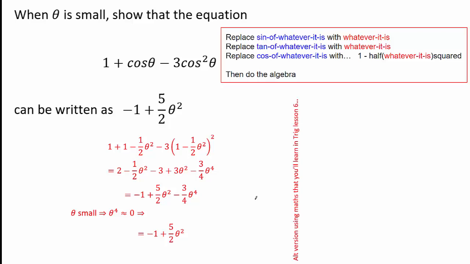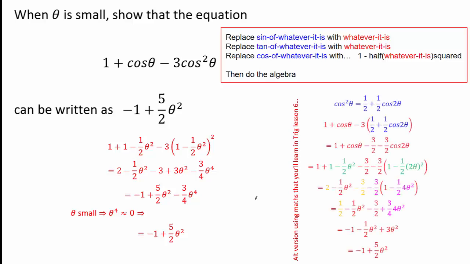Here's an alternate version using maths that you'll learn in trigonometry lesson 6 in 2 or 3 weeks' time. In trig lesson 6, you'll get to the identity that cos squared theta is equal to a half plus a half cos 2 theta. There's a cos 2 theta there. So what I've done here is to replace out that cos squared theta with this identity here. That's the blue stuff, okay?